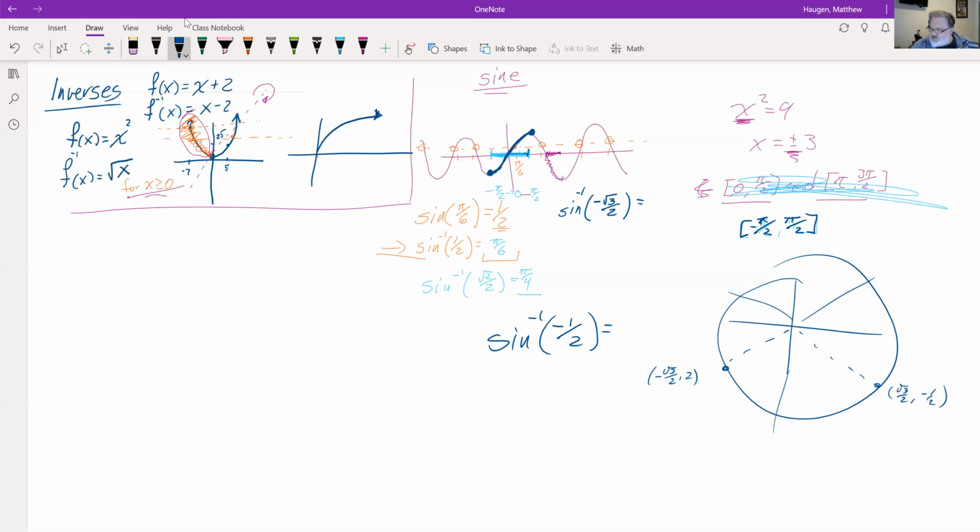If we look at what angle this is, our unit circle tells us this is 11 pi over 6. Well, 11 pi over 6 isn't in this restriction, though. It's way over here. The sine inverse doesn't know that exists. The sine inverse only knows about this dark blue section, so it can't give us that 11 pi over 6.